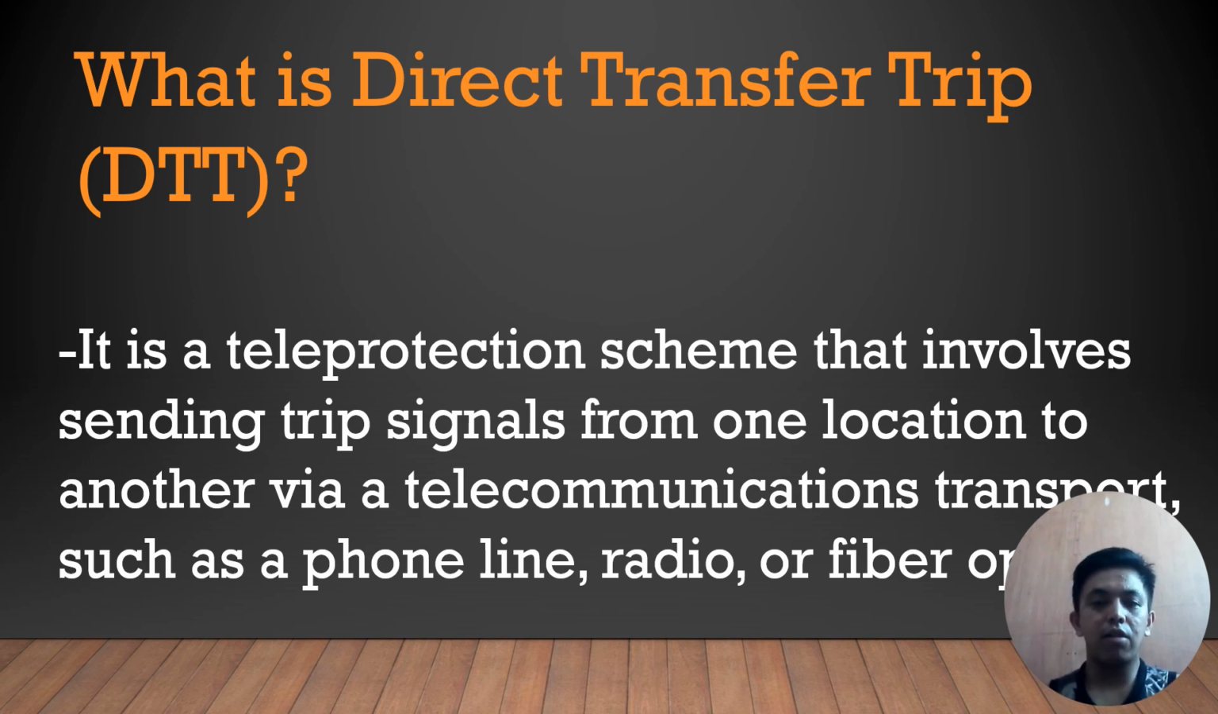So, what is direct transfer trip or DTT? This is a teleprotection scheme where trip signals are sent from one location to another using communication channels like fiber optics, radio, or even phone lines. Imagine a three-terminal transmission line. If any one of the relays detects a fault within its zone, it sends a signal to trip the remote circuit breakers and isolate the fault quickly.